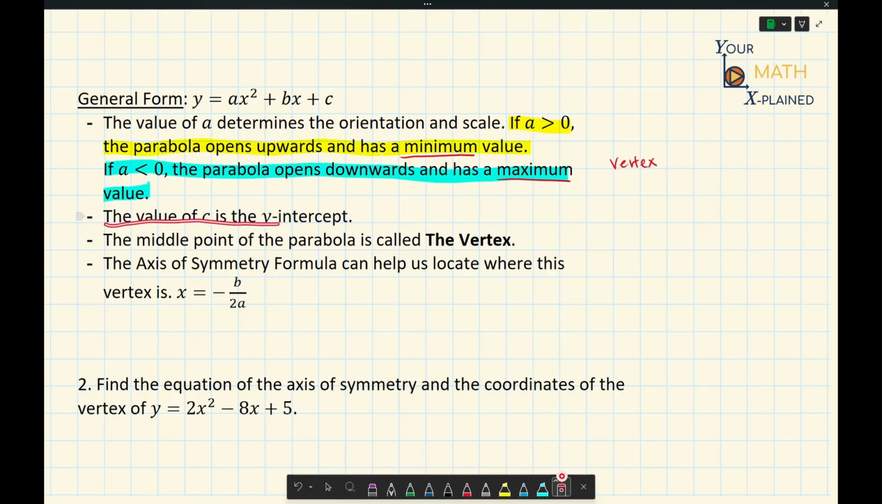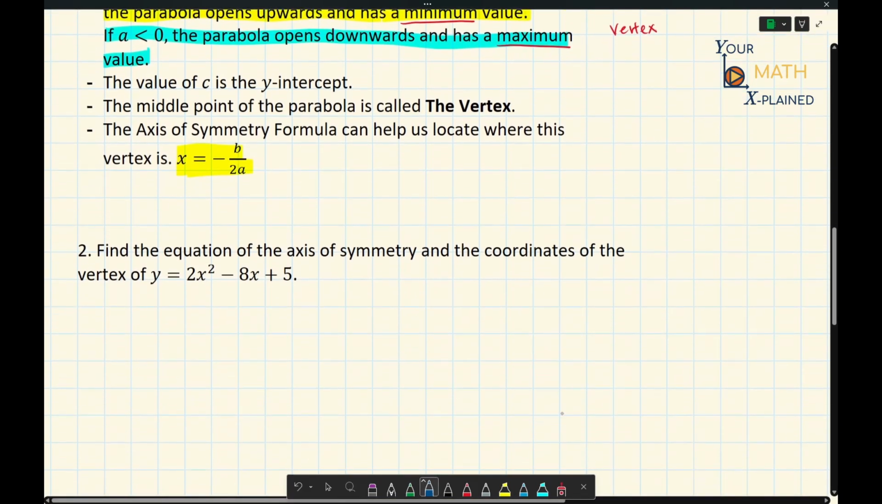The value of c is the y-intercept, because if you substitute in x is equal to 0, the other terms are going to be 0, which means you end up with y is equal to c. The middle point of the parabola is called the vertex, because that's where the minimum or the maximum occurs. And because parabolas are perfectly symmetrical, we can locate their central mirror line, which is called the axis of symmetry, using this formula here. So now with this information, let's take a look at our next example.